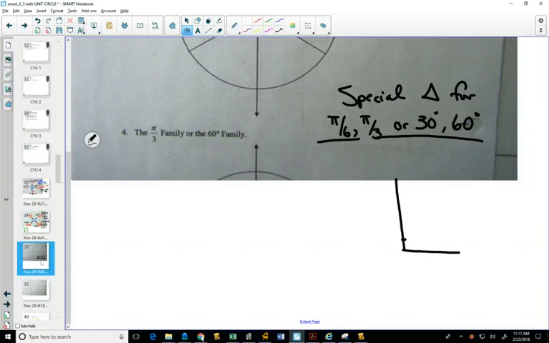Well, if I draw a 90-degree triangle and I label one of the angles as 60 degrees, thinking I'm going to draw a special triangle for 60 degrees, it needs to be a right-angled triangle in order to do sine, cos, and tan from that triangle. The other angle that's left has to be 30 degrees so that it adds up to 180.